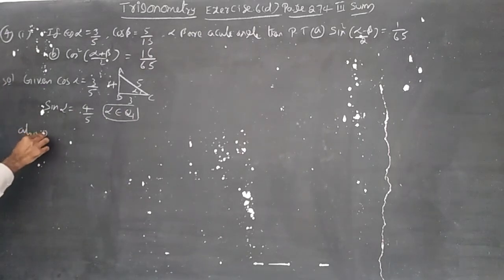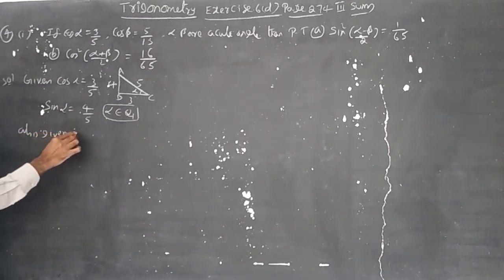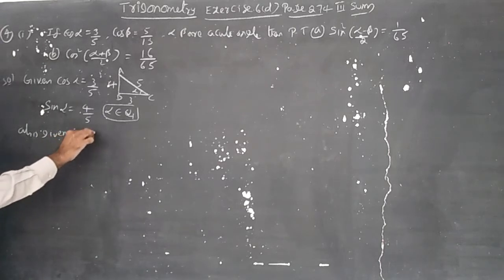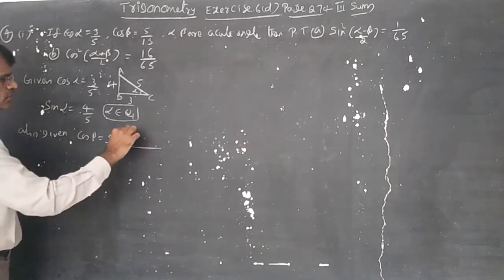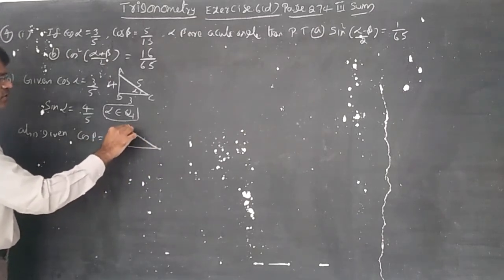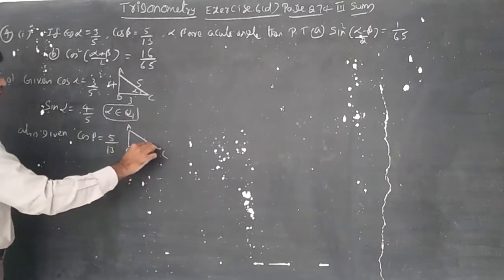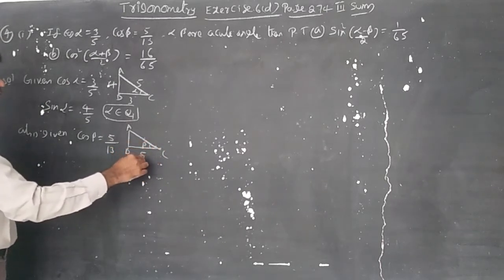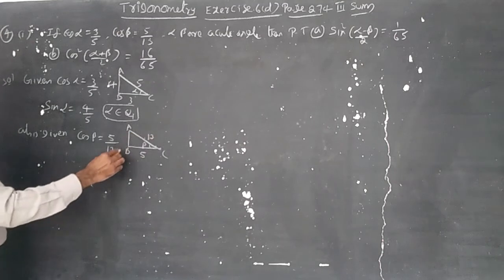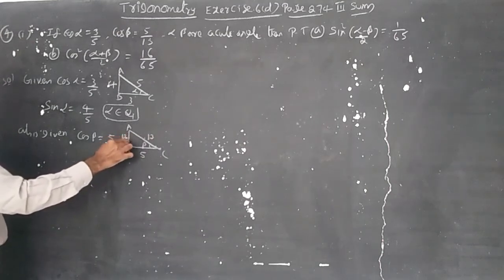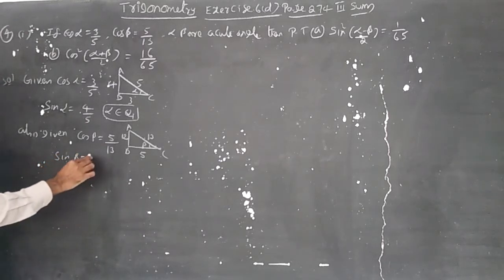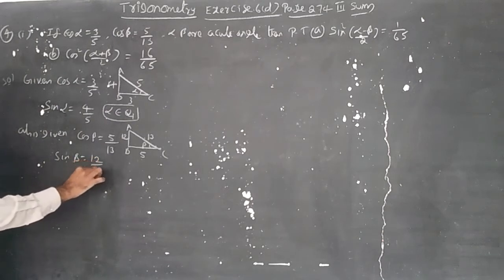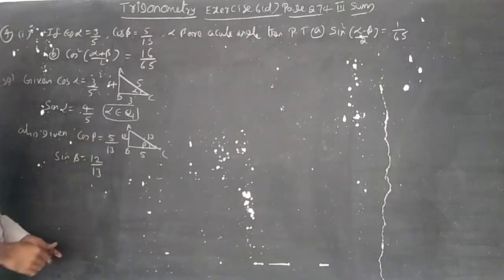Also given, not only cos alpha but also cos beta, he has given as 5 by 13. Cos beta is equal to 5 by 13. Draw a right angle triangle like this, put here A, B, C, put here beta. Cos beta means adjacent side by hypotenuse. According to Pythagoras theorem, we can write here AB is equal to 12. Using this, write here sin beta is equal to 12 by 13. Of course, beta belongs to Q1.